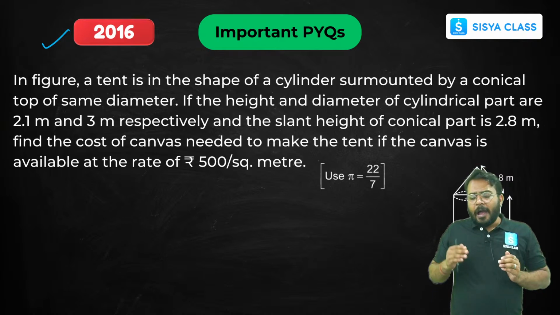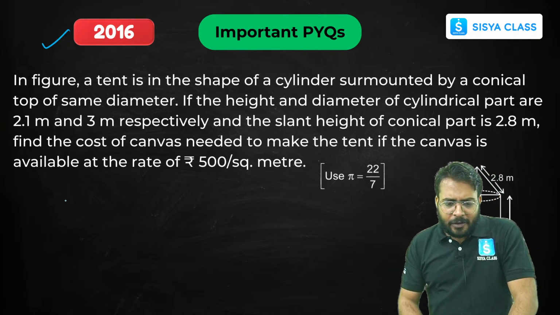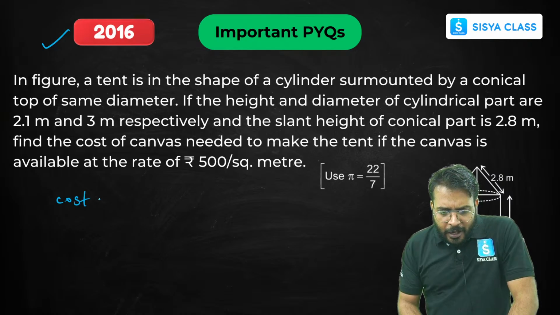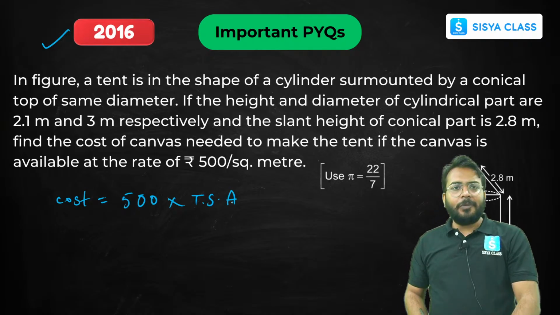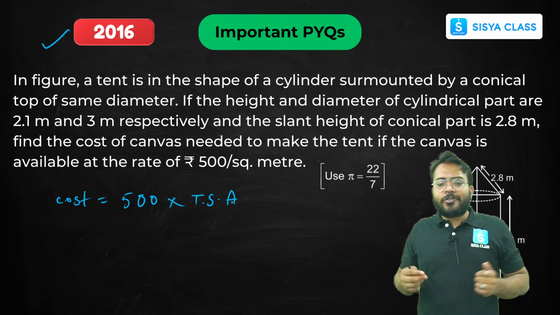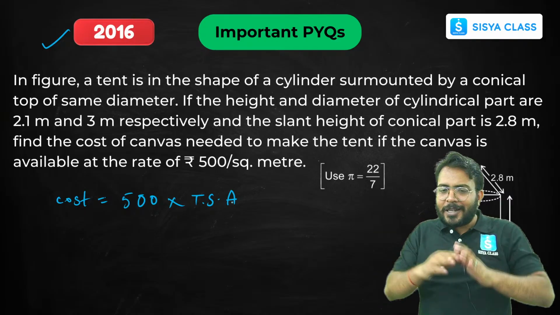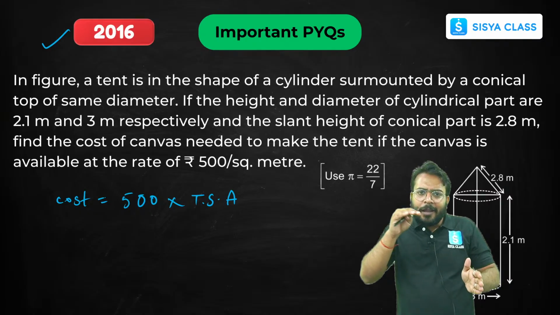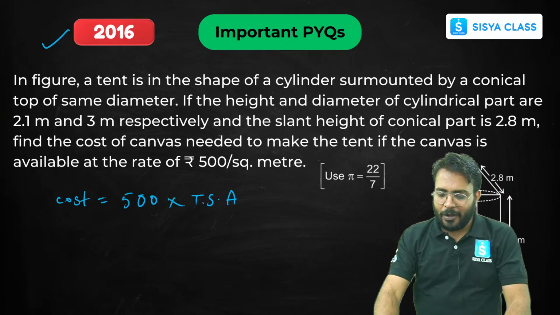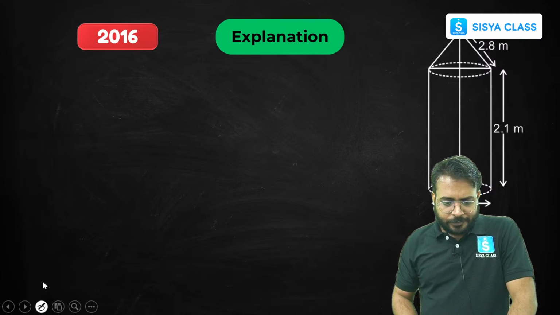I can find out the cost only if I know how much area is required, yes or no? I can find out the cost of my canvas only if I know the total area required to make this tent. So first of all we need to find out the total surface area of my tent, into 500. All right, so let us solve this.